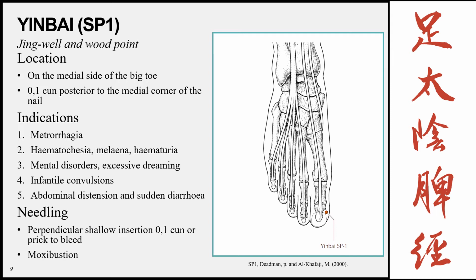So we find the medial end of the nail over here, and then we find the posterior border of the nail. And at the junction of these 2 points around here, we have to go 0.1 tsün away from this. So we're just off of the nail bed in this region.